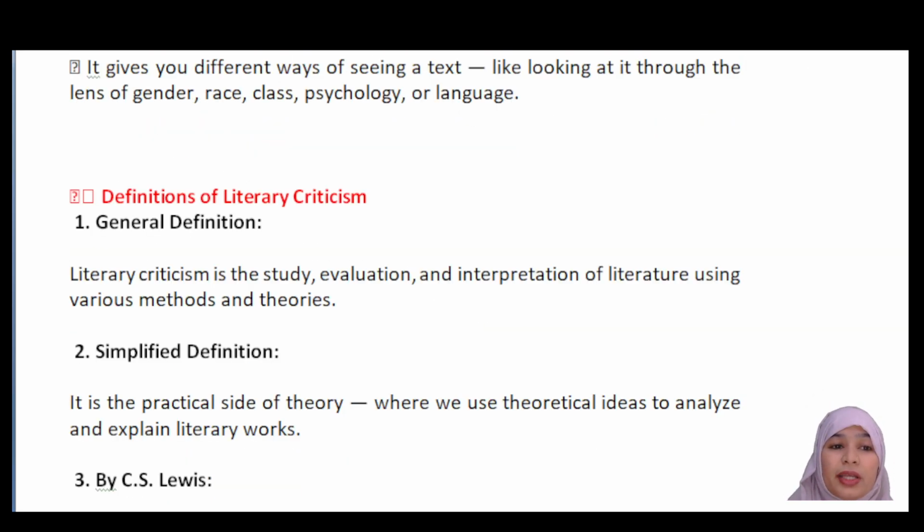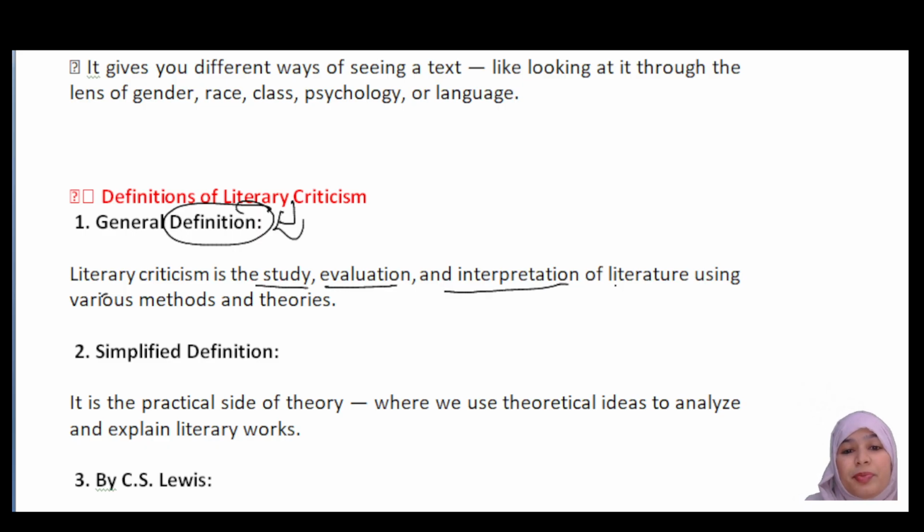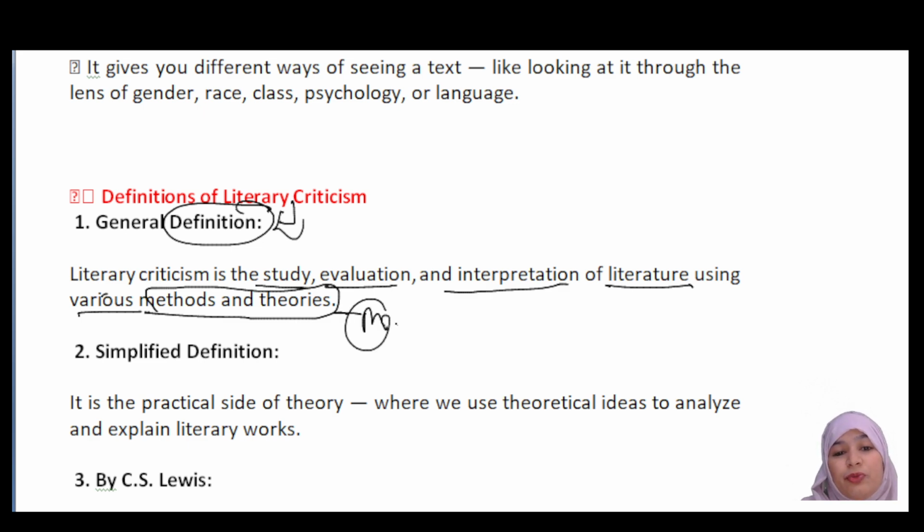And let's begin with literary criticism, some definitions of literary criticism. Literary criticism is the study, evaluation, and interpretation of literature using various methods and theories. Taking the Marxist view and starting to evaluate that. What are the things it uses?